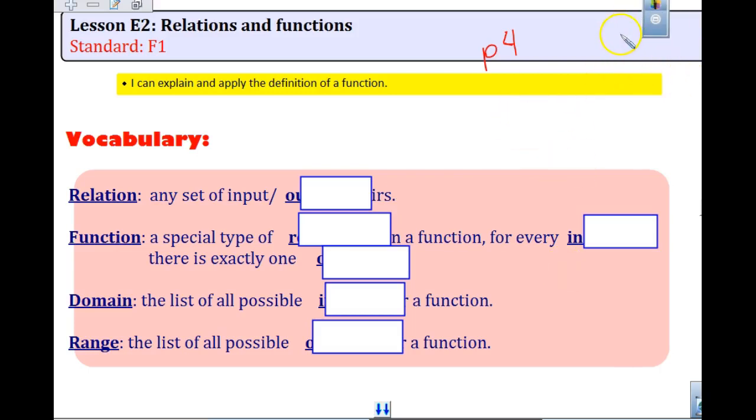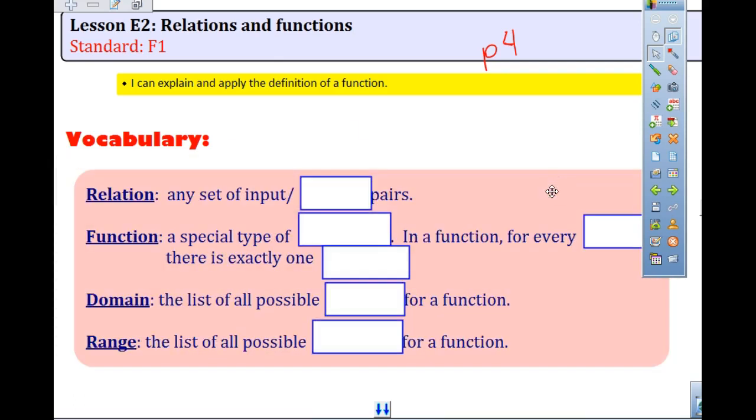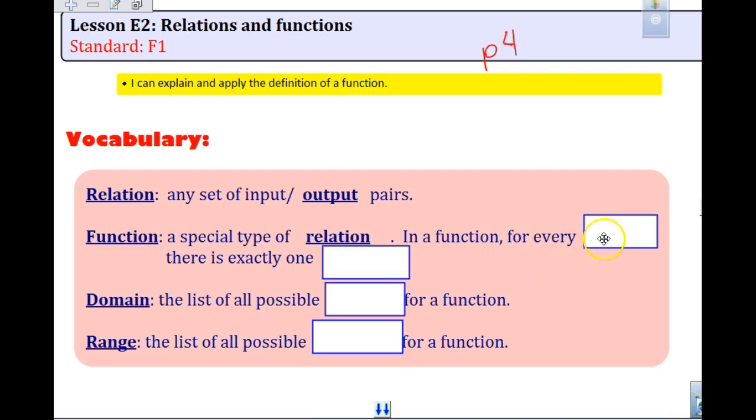As you are taking a look, we're going to explain the definition of a function. So yesterday, in that video, keeping in mind what is a function: a function is when we have sets of inputs and outputs. A lot of times those outputs are our y values. A function is a special type of relation. In a function, each input has exactly one output.